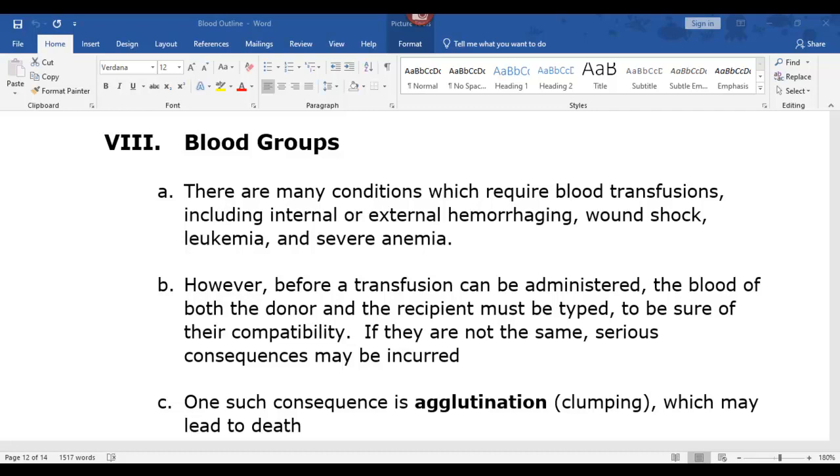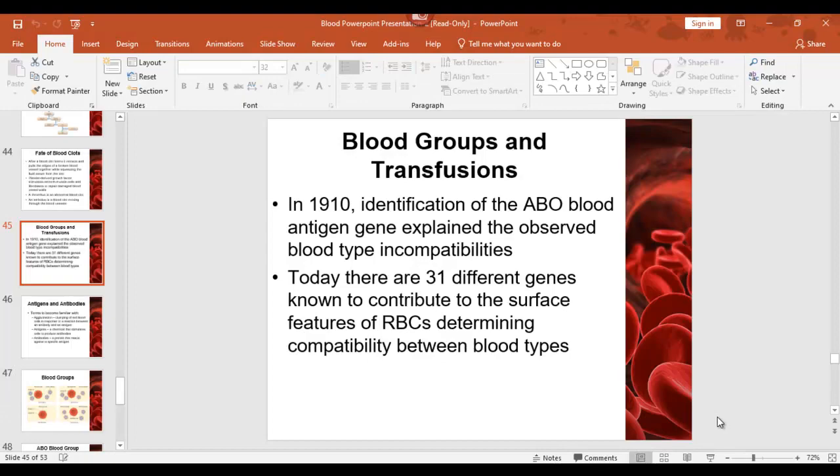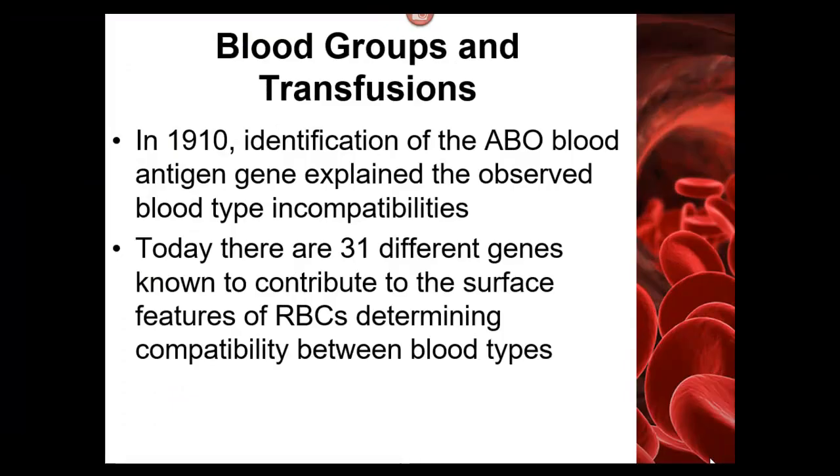All right, our last video on this section of blood will be very short. As far as blood groups, of course, they are part of when you study hematology. A little bit of information about those. Like it was saying here, in 1910, identification of the ABO blood antigens gene. Today, there are 31 different genes known to contribute to the surface features of red blood cells.